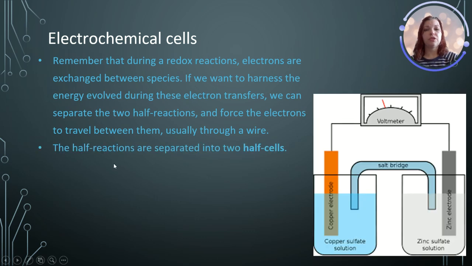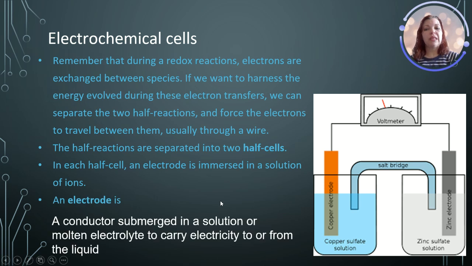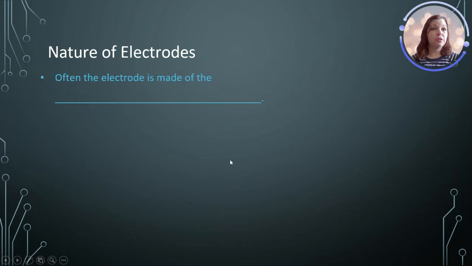So the two half reactions are separated into what we call half cells. You can see here that for this redox reaction that's occurring with copper and zinc, we can separate the half reactions into two half cells. So you have a copper half cell and you have a zinc half cell. In each half cell, an electrode is immersed in a solution of ions. An electrode is a conductor submerged in a solution or molten electrolyte to carry electricity to or from the liquid. So let's talk about the electrodes a little bit more.